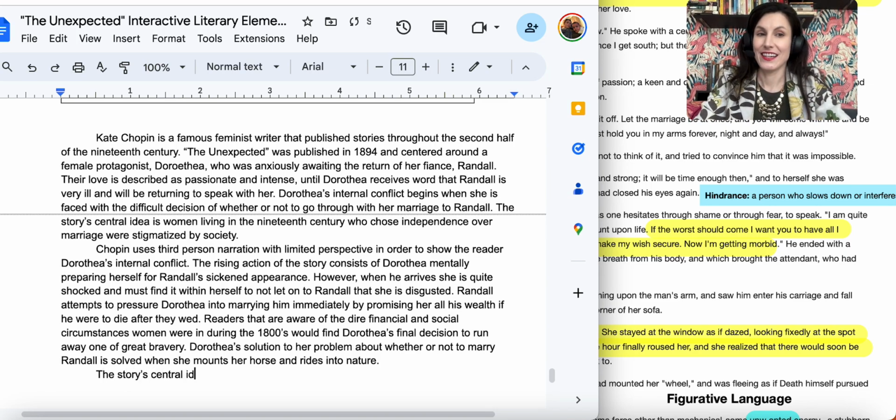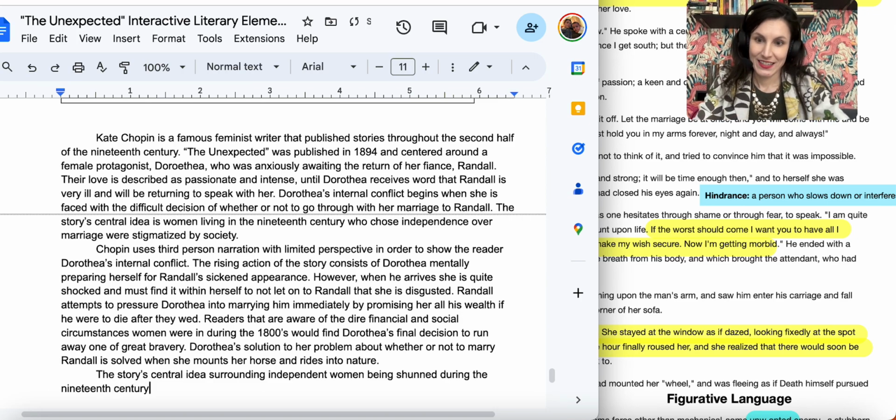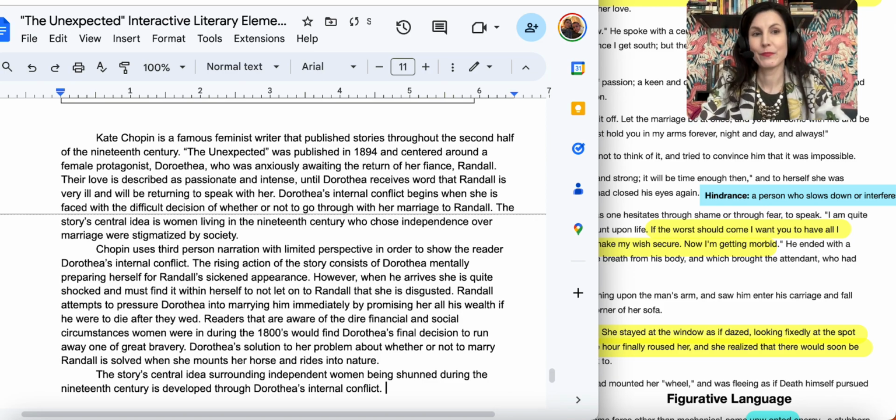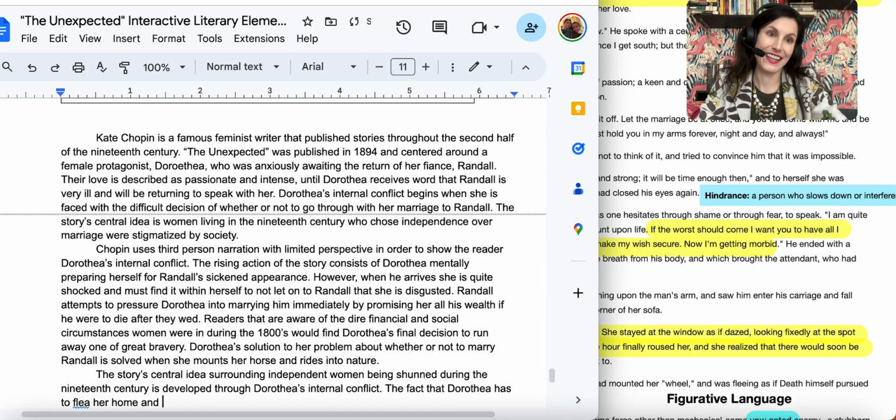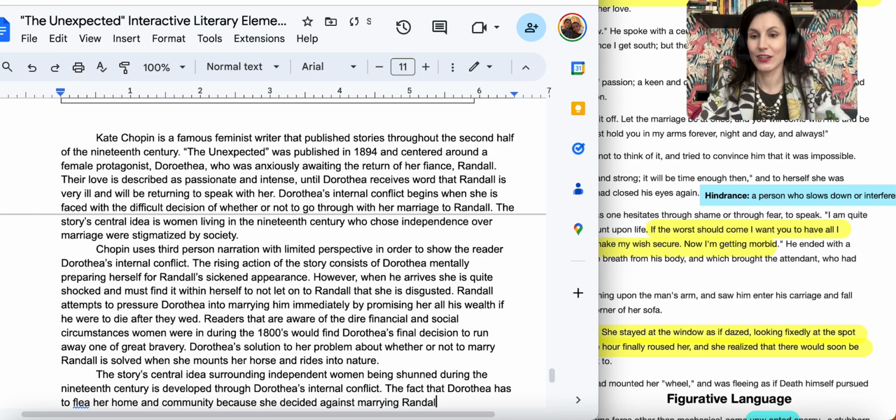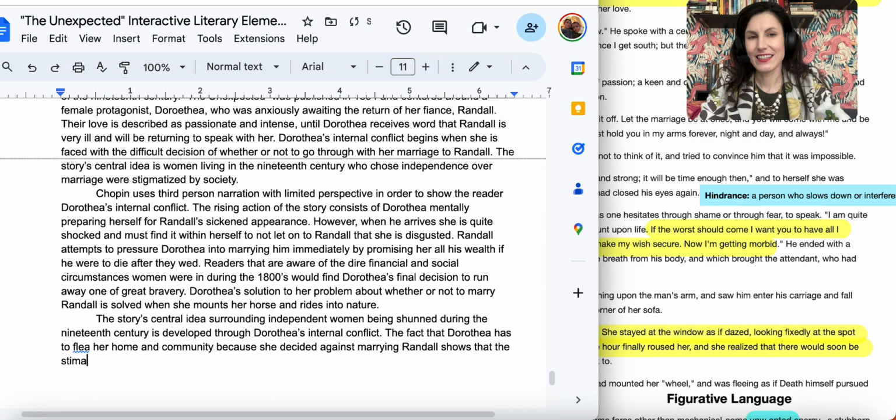The story's central idea surrounding independent women being shunned during the 19th century is developed through Dorothea's internal conflict. The fact that Dorothea has to flee her home and community because she decided against marrying Randall shows that the stigma she would have faced was too much to bear.